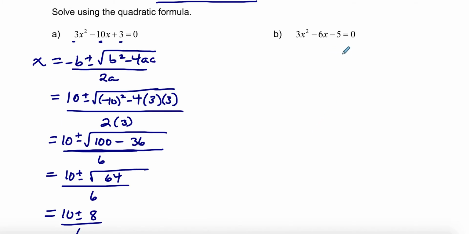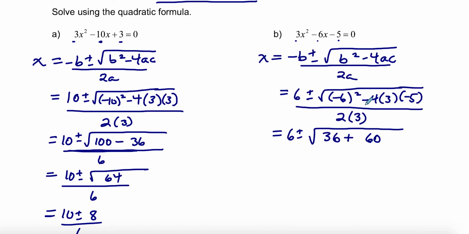Part B will do the same thing, but it might have a slightly different ending. There's my A, my B is -6, and my C is 5. One of the biggest mistakes students make, this negative times this negative, negative 4 times 3 times negative 5 becomes a positive 60. It's not always that you have a minus sign between these two numbers. Two negatives will make a positive in this case.